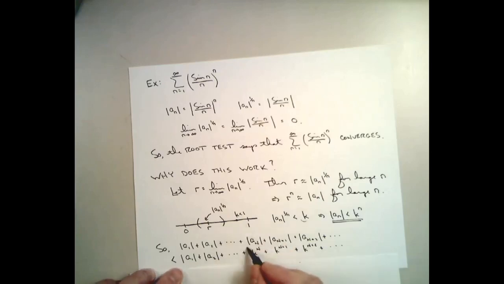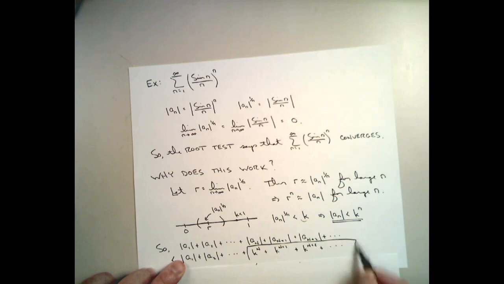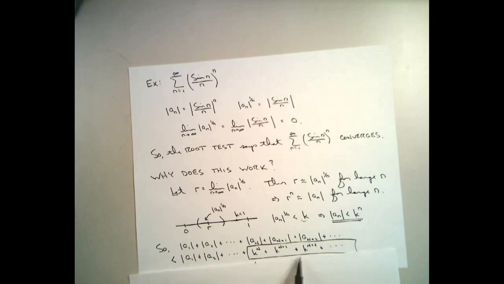But starting here, this is a geometric series. Since k was less than 1, it's a convergent geometric series. And this series has terms that are smaller still. So again, by the direct comparison test, since this series converges and this series has terms that are smaller still, and all the terms are positive, the direct comparison test tells me that my original series converges.